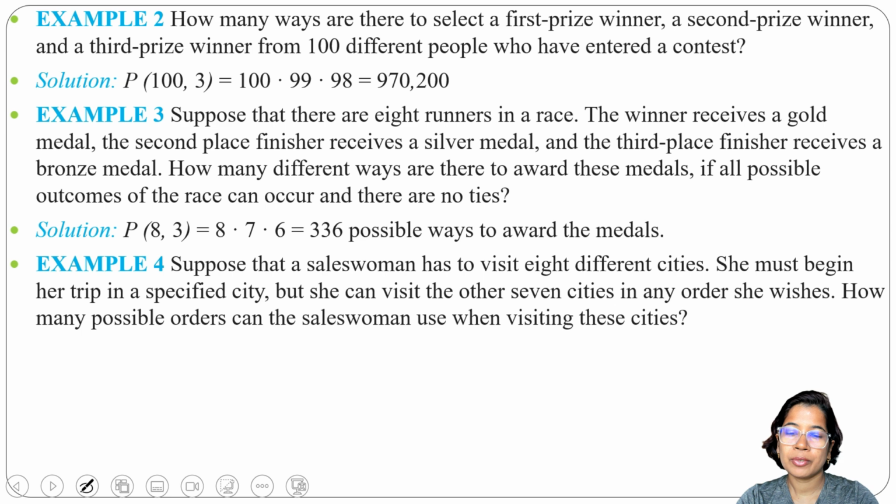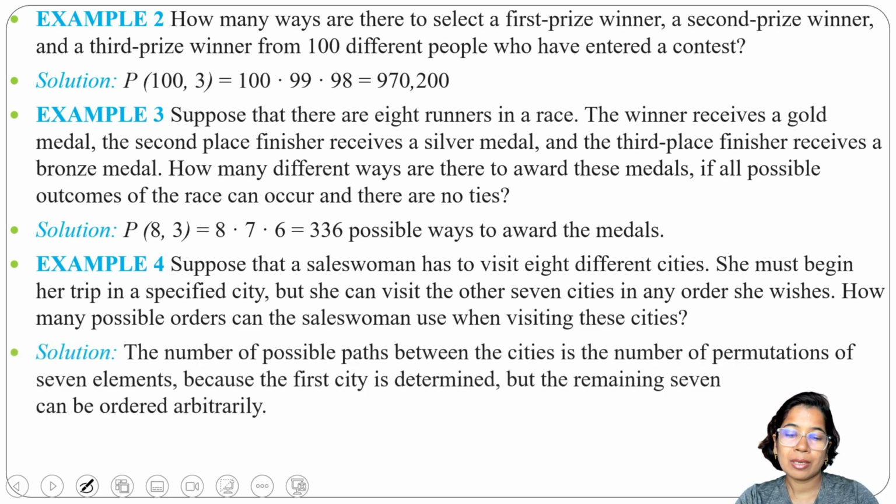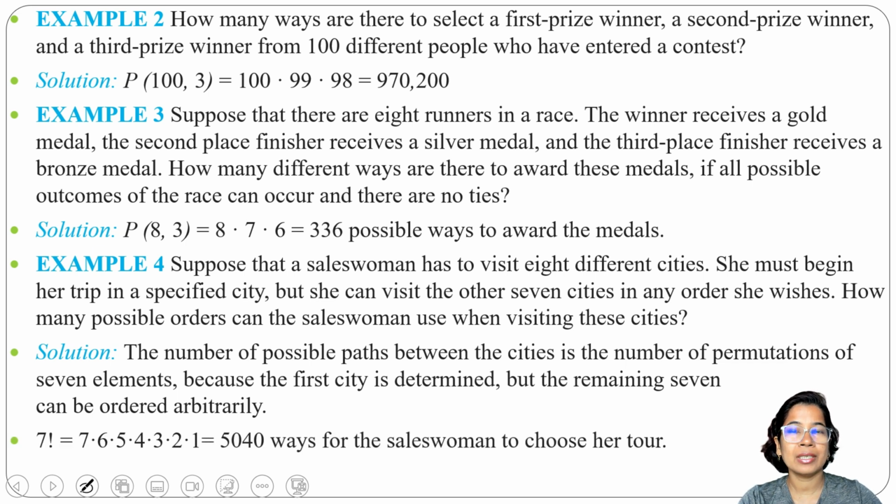Next, example 4. Suppose that a saleswoman has to visit 8 different cities. She must begin her trip in a specified city, but she can visit the other 7 cities in any order she wishes. How many possible orders can this saleswoman use when visiting these cities? So the first one is fixed. The next 7 cities she can visit in any order. So the number of possible paths between these cities is the number of permutations of 7 elements. We are not considering 8, as the first one is fixed. So she needs to choose the next 7 cities in how many ways she will visit. That's why it will be 7 factorial. 7 factorial is 5040. So there are 5040 ways for the saleswoman to visit the cities.